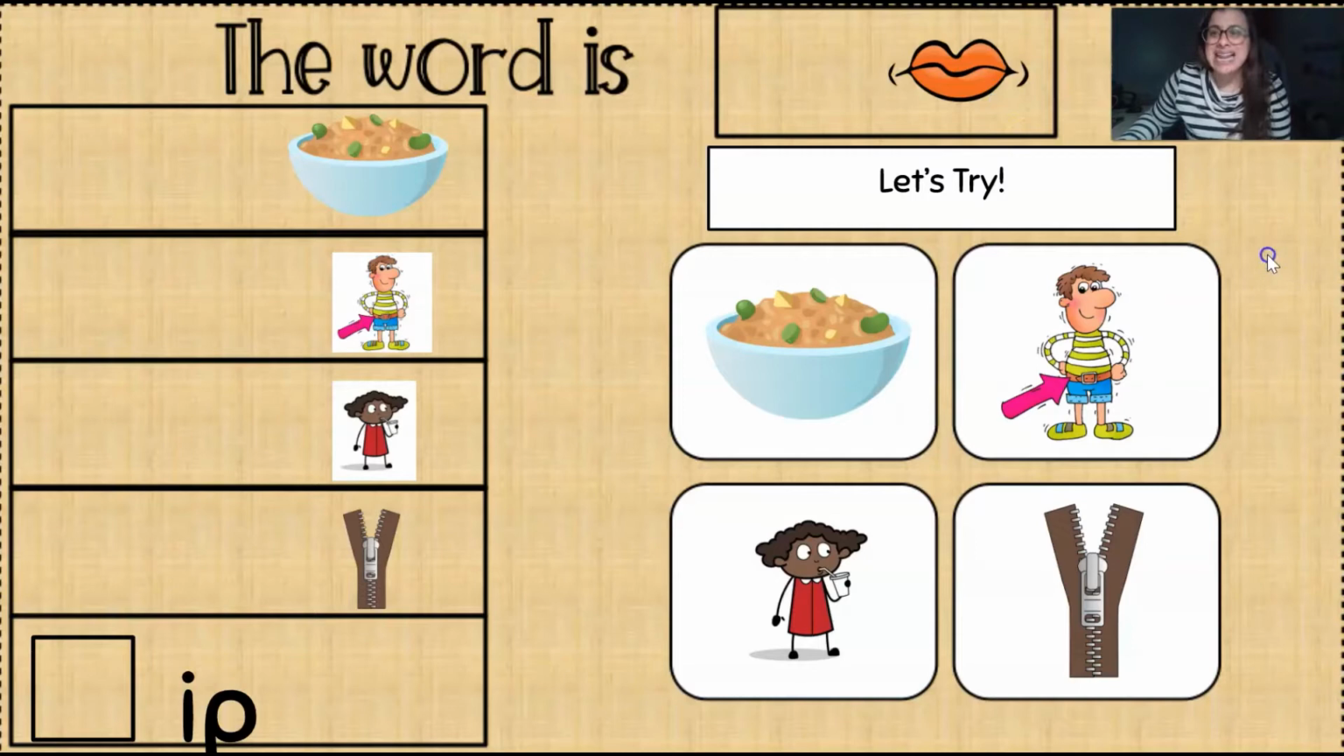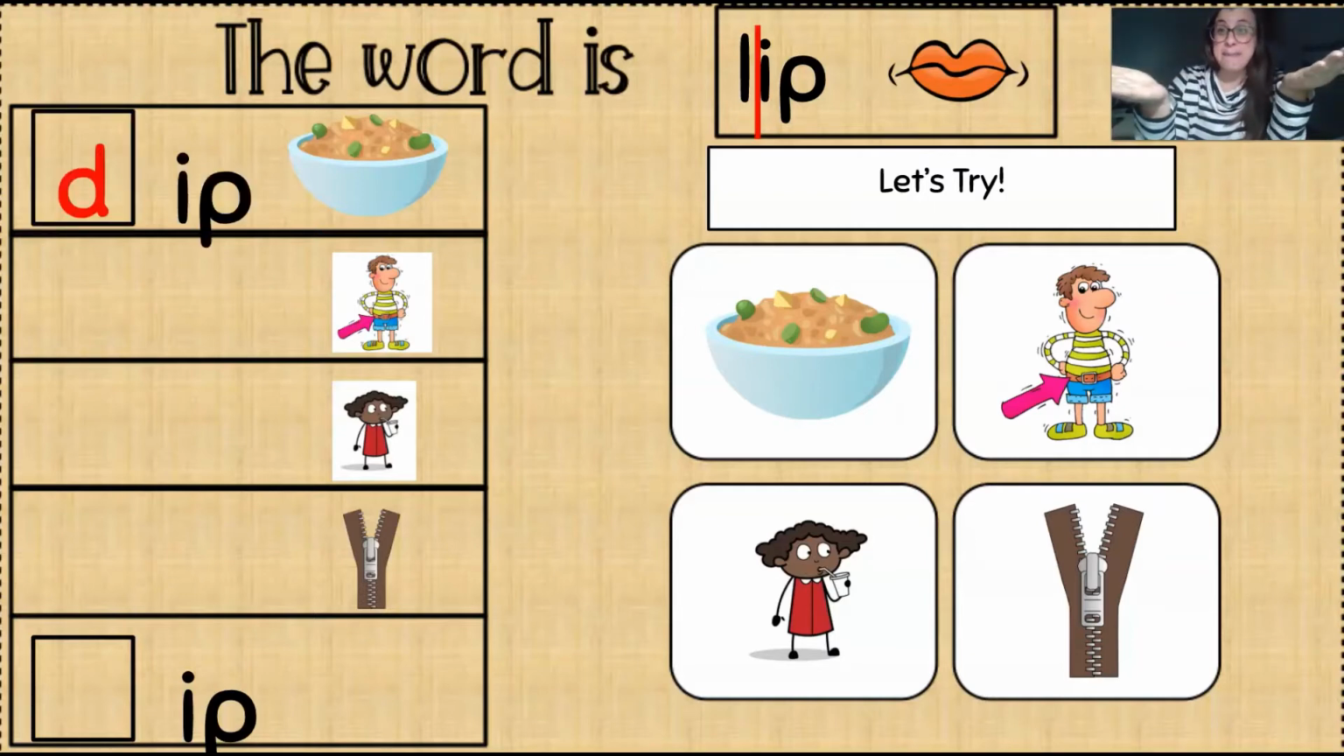Lip. Did you say L? IP. Lip. Do it with me. L, IP, lip. All right. This is a picture of dip. Now it's your turn. You try to break this word apart and find the onset. Dip. Did you say d? Ip. Do it with me. D, ip, dip. One more time. D, ip, dip.